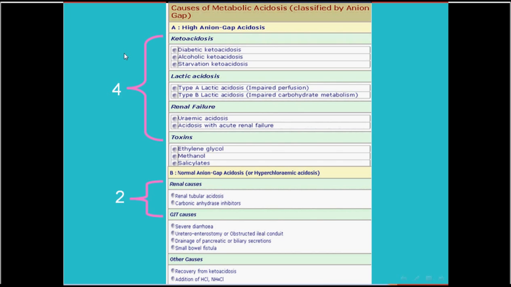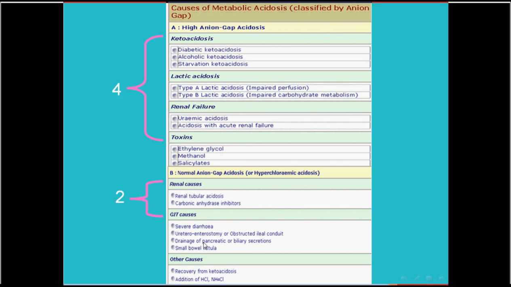When we talk about metabolic acidosis, we say this is metabolic acidosis with a high anion gap, in which the bicarbonate is lost through neutralization with other acids like keto acid, lactic acid, or fixed acid from renal failure, or toxins. Or sometimes this is a normal anion gap, in which the decrease in the bicarbonate is associated with an increase in the chloride. This may be due to renal or gastrointestinal causes, like severe diarrhea or renal tubular acidosis. So keep that in mind.